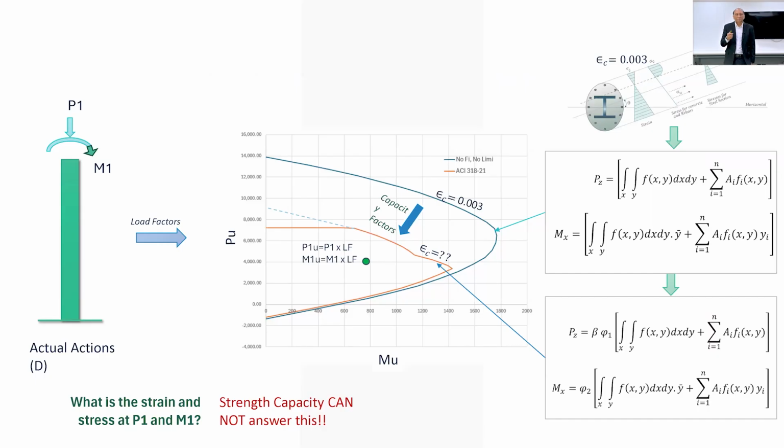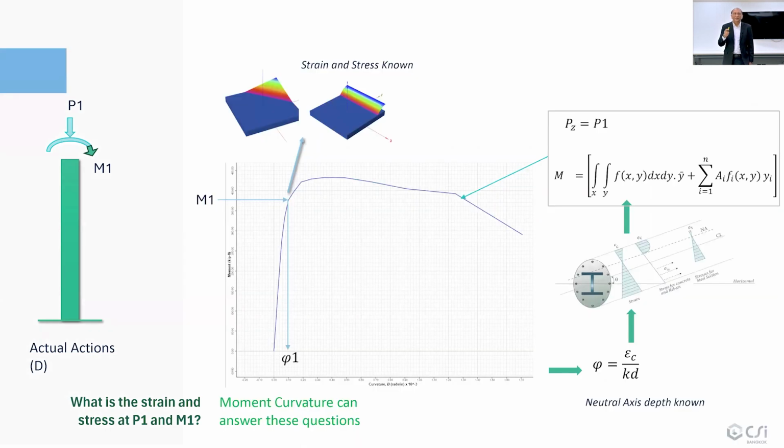So now the PMM diagram could not answer the question, what is the strain at P1 and M1? The moment curvature curve can answer that question easily, because the curvature for the corresponding moment M1 can be determined from that curve. And then at that curvature, the state of the cross-section is known because we know the strain, we know the stress, we know everything, which means that the curvature for a given moment and given axial load can give us the complete state of stress and strain and everything else that we need for a cross-section.